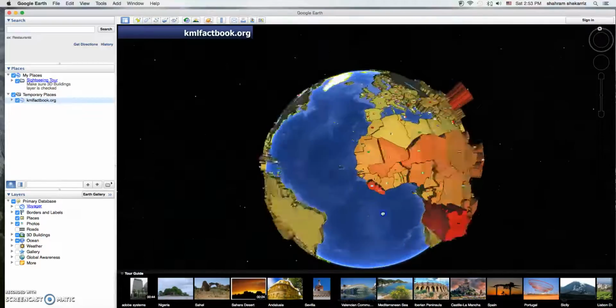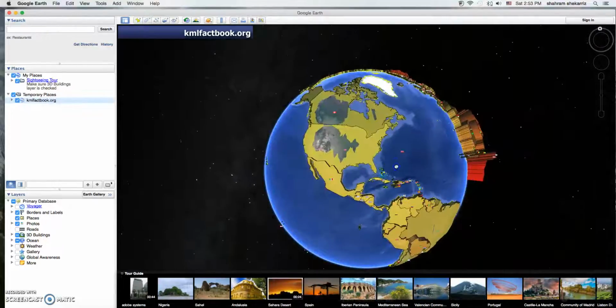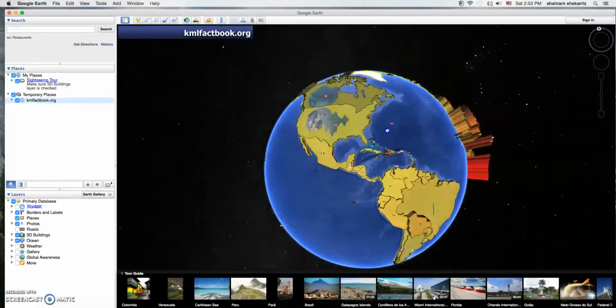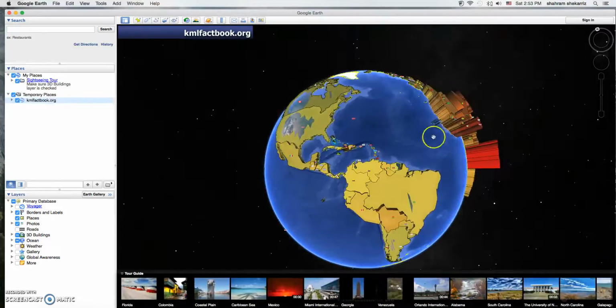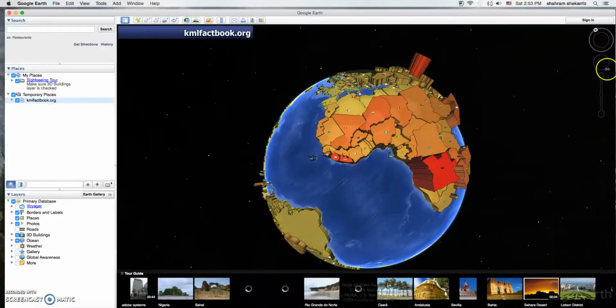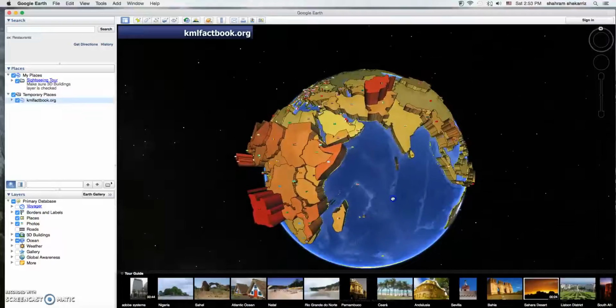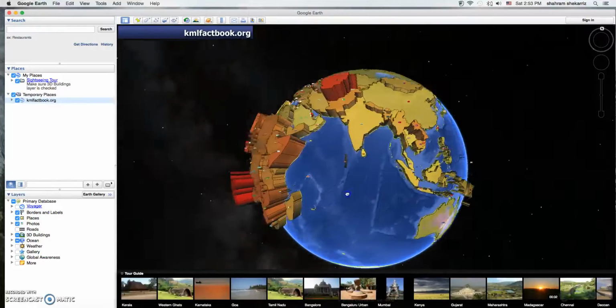As you can see, according to this map, the US region does not have a height, which means that the infant mortality rates are low. The lower the infant mortality rate, the more developed the country is, because it means that they have more health, more education, and things like that.